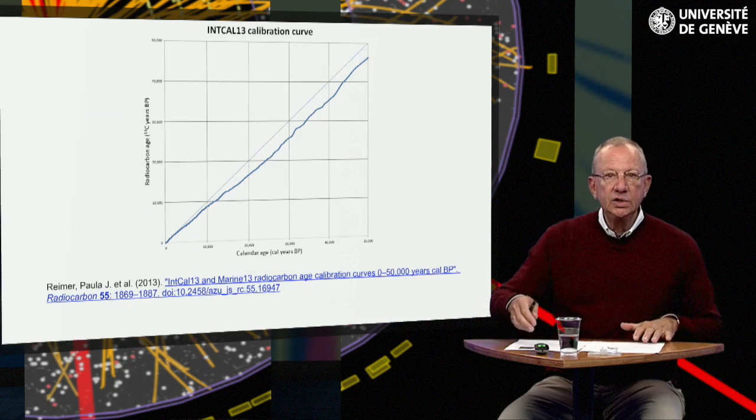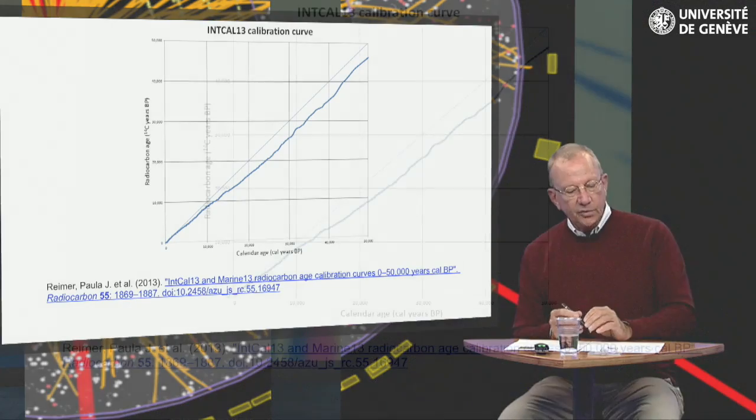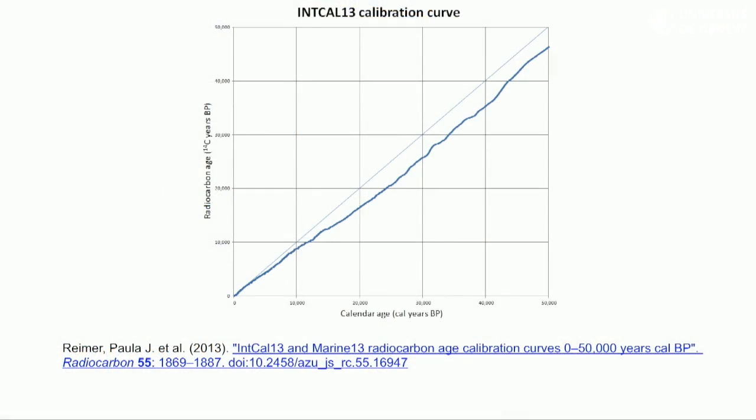But of course, the concentration of carbon-14 in the atmosphere is not necessarily constant. It depends on the flux of cosmic rays at a given time. And this dating method thus needs a calibration. This curve shown here gives an example of the deviation from linearity of the method.